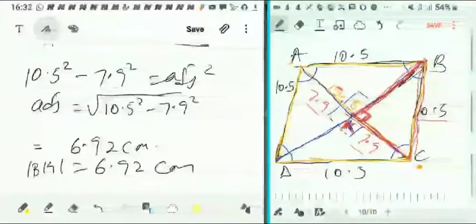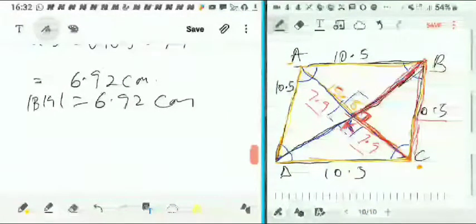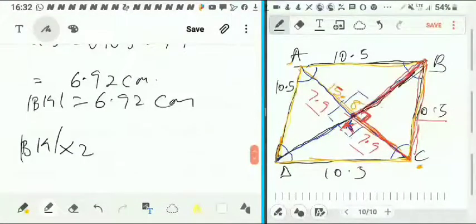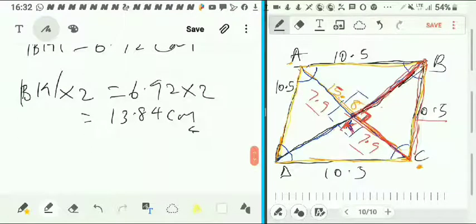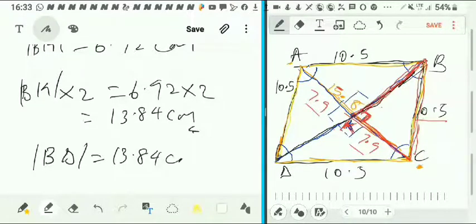This is just BK. To get BD, which is the whole of this, you need to multiply BK by 2, since it is divided into 2. So BK times 2 equals what? 6.92 times 2, giving me what? 13.84 centimeter. Okay, so the diagonal BD is 13.84 centimeter.